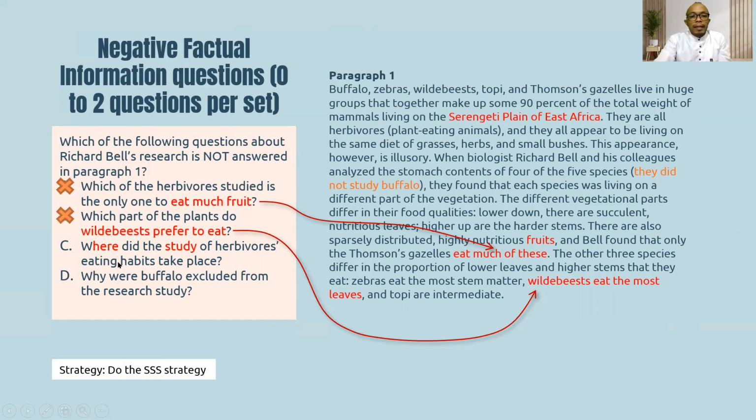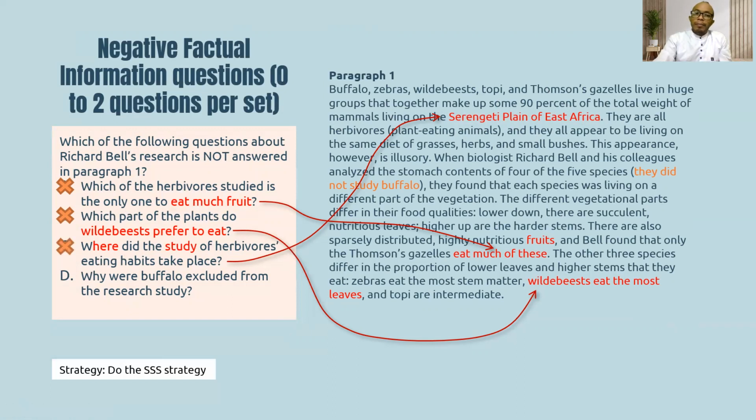Now let's take a look at C here. The question is asking where the study of herbivores took place. So the keyword will be where, so it's likely going to be the name of a place, right? And the study. So where was the study? Let's scan. Oh, there it is. This is the name of the place. And if you check and read carefully or skim it, you can identify that this is where the study took place. So C is also incorrect.